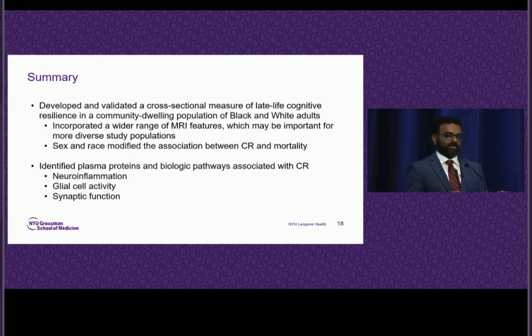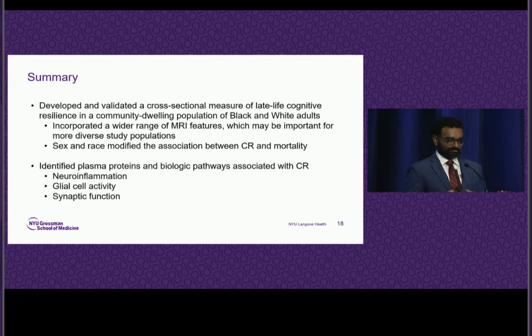And as far as future directions, one thing we are looking at right now are other platforms. New LISA in particular has potentially been a very important platform to think about when looking at plasma and some of these biomarkers. We're also looking in CSF and looking in other cohorts as well.